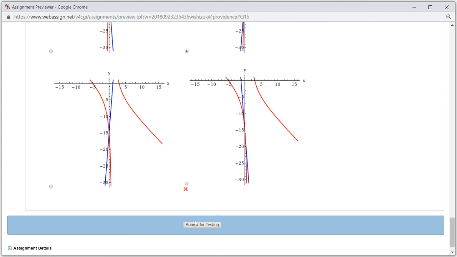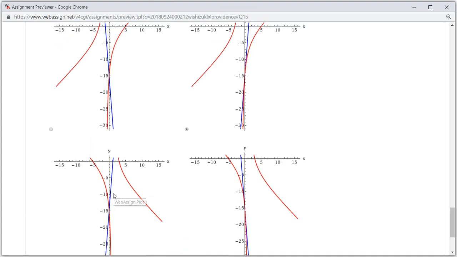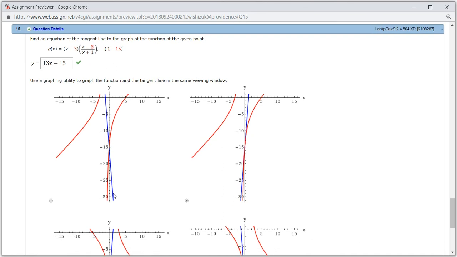I'm going to go ahead and check the answer. Submit for testing. I came back and it looks like we got this one correctly. That's it. I hope that this was clear.